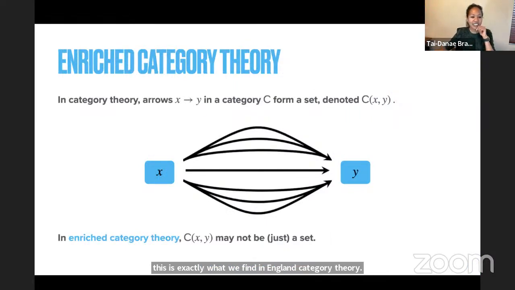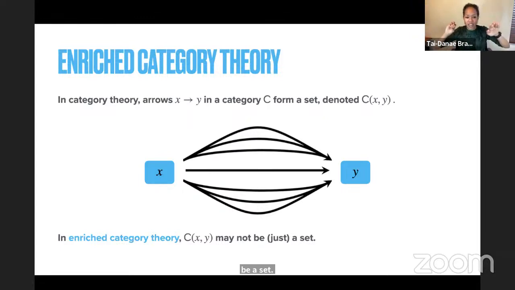What is enriched category theory? In category theory, if you have two objects x and y, Hom(x, y), or what I'm denoting by C(x, y), is the set of all morphisms from x to y. You ask that it be a set. The point is that in enriched category theory, that may not just be a set. It could be a set with extra structure, or it could not be a set. What is a set with extra structure?